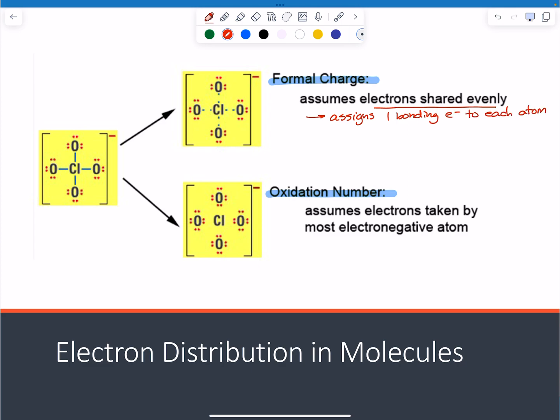Now, in the case of, for example, the bond between the chlorine and the oxygen, when we calculate a formal charge, oxygen is going to get one of those electrons and chlorine will get the other. So how do we calculate formal charge?